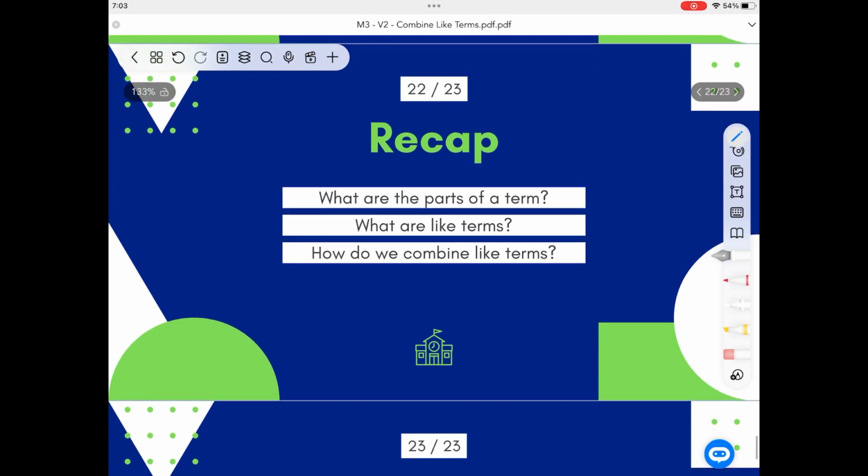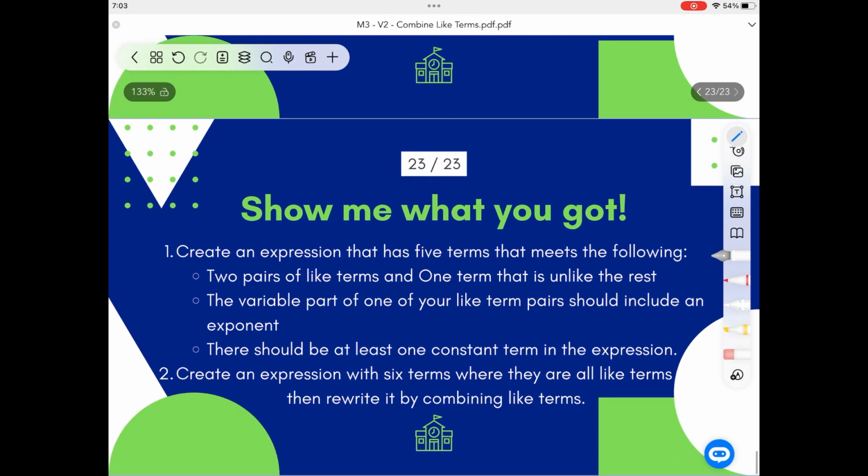So you're going to get some practice in class on these, but if you want to go ahead and give yourself a little challenge, please take a piece of paper and try these two show me what you got questions. And these are typically going to be sort of challenge questions to make sure you really understand what the topic is trying to get across.